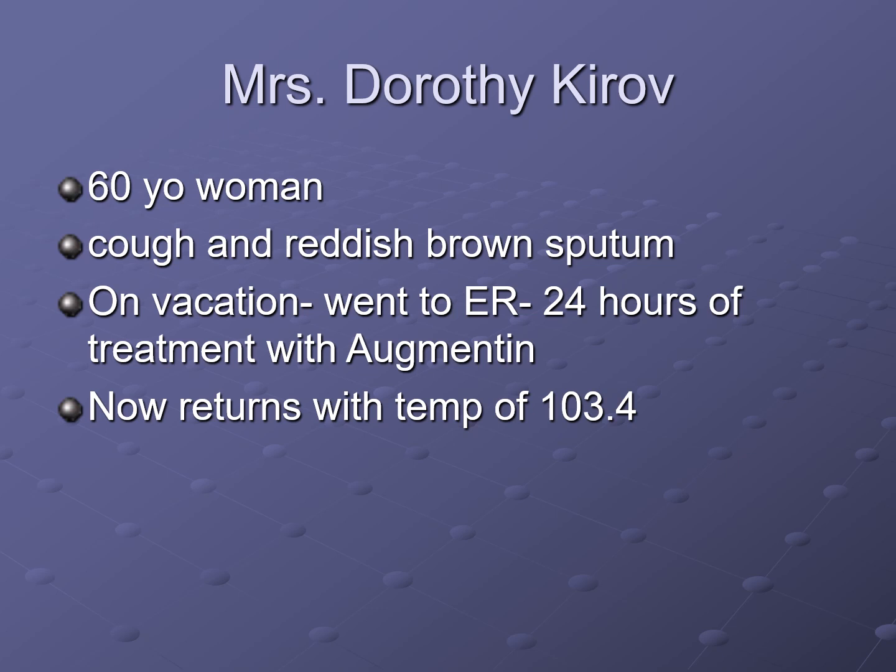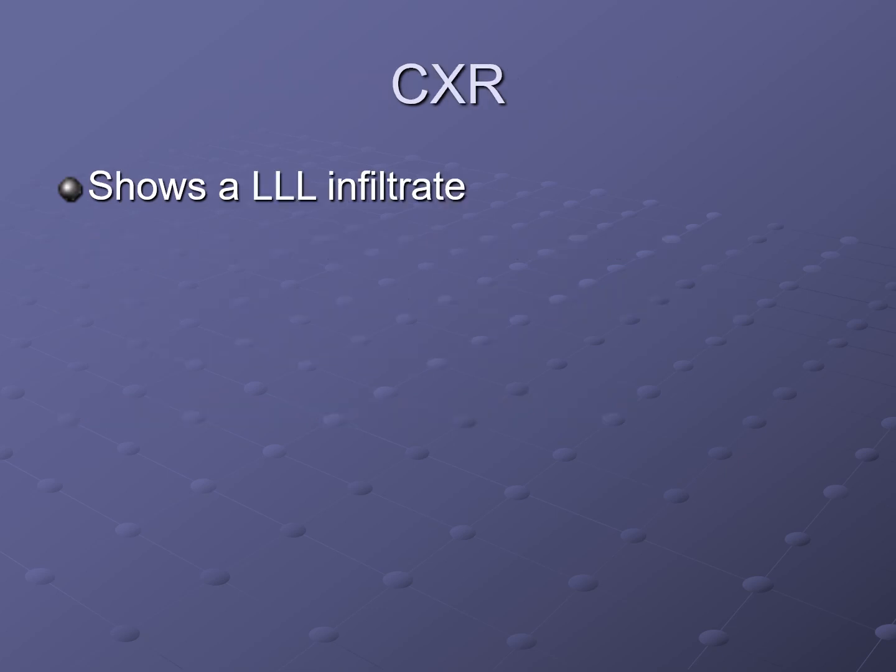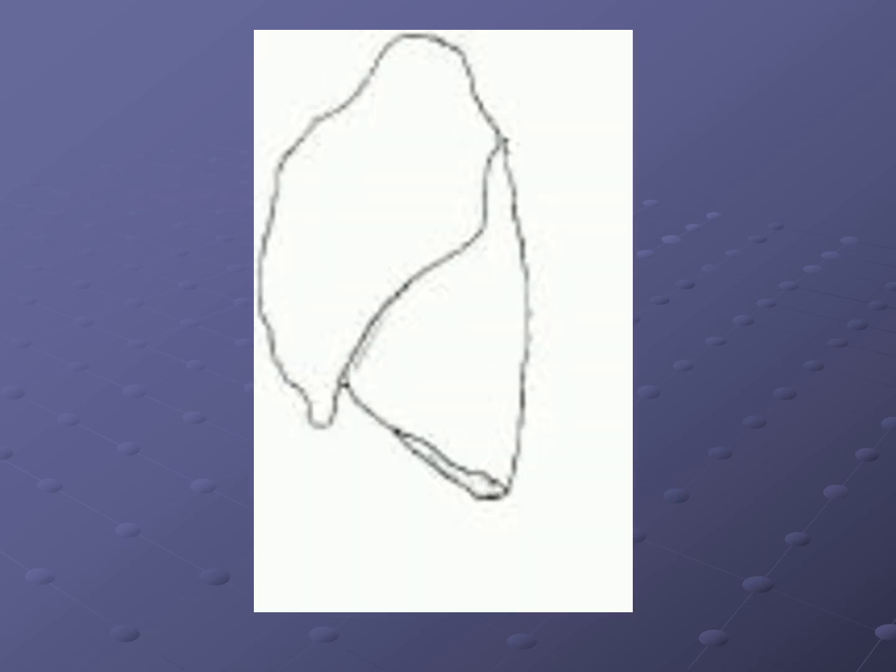She went to the ER and they started her on some Augmentin. Now she's back in your territory and she has a temperature of 103.4. Well, what are the possibilities here? Her chest x-ray does show a left lower lobe infiltrate. The left lung, of course, does only have the two lobes, the lower lobe here and the upper lobe.